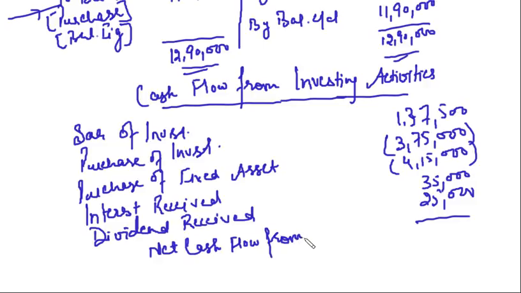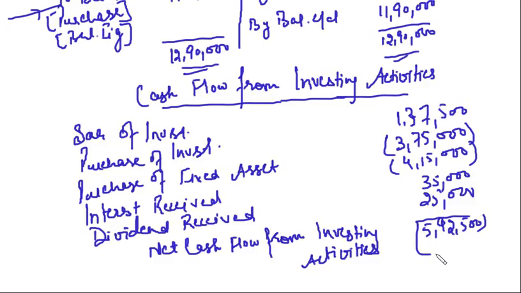So what we get is the net cash flow from investing activities, right? This net cash flow comes to 5,92,500. Clear, friends?